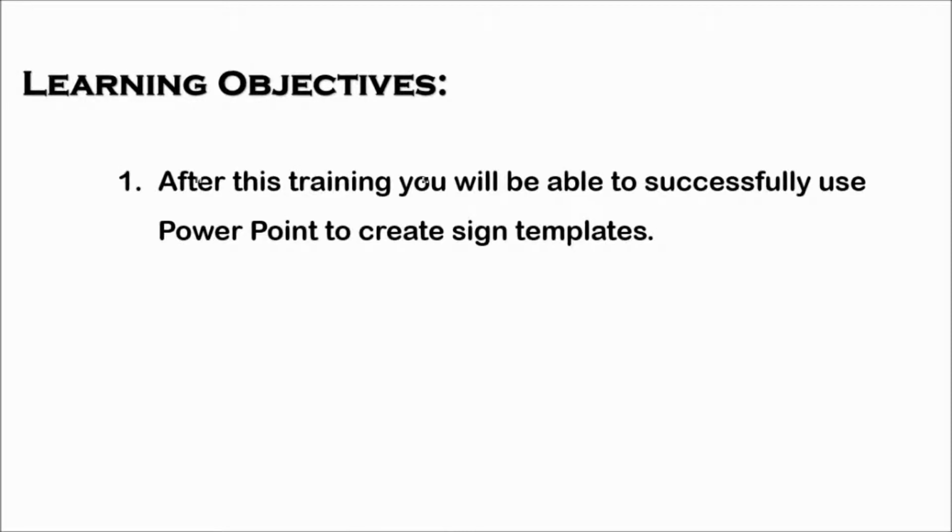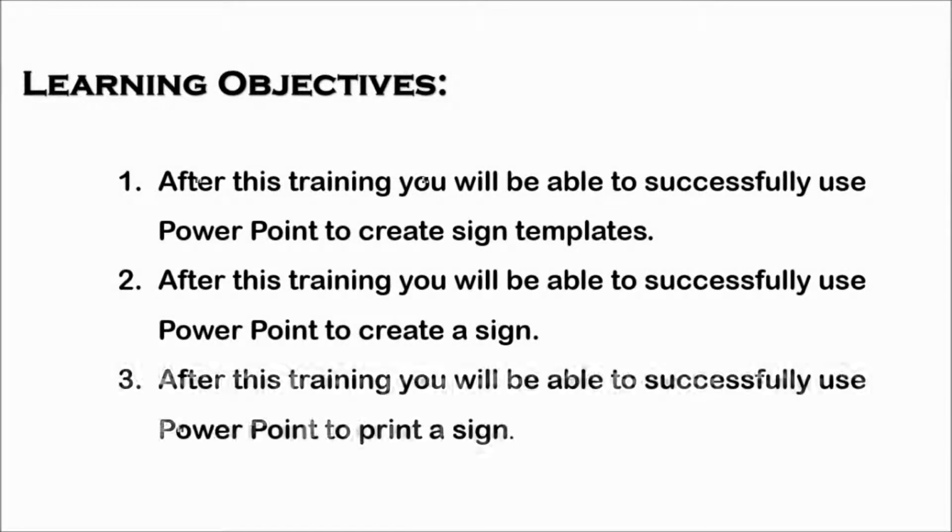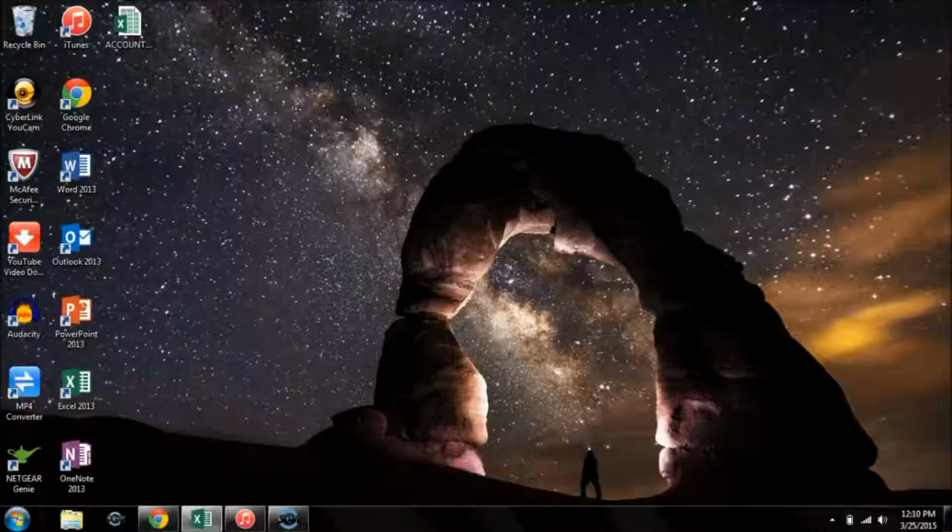This training's learning objectives are: 1. After this training, you will be able to successfully use PowerPoint to create sign templates. 2. After this training, you will be able to successfully use PowerPoint to create a sign. And 3. After this training, you will be able to successfully use PowerPoint to print a sign.